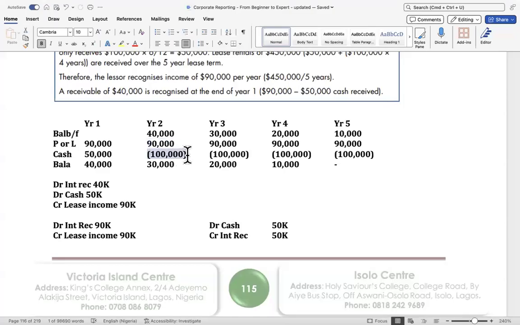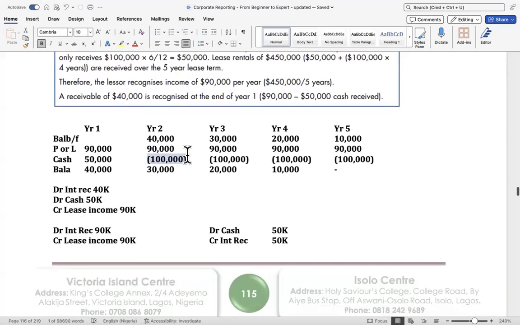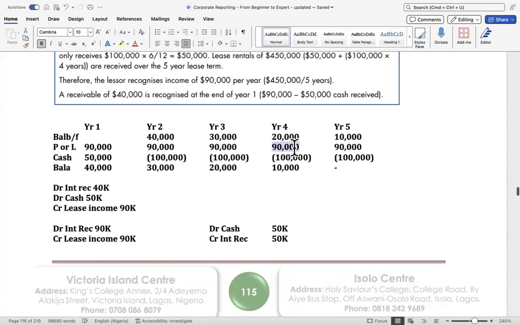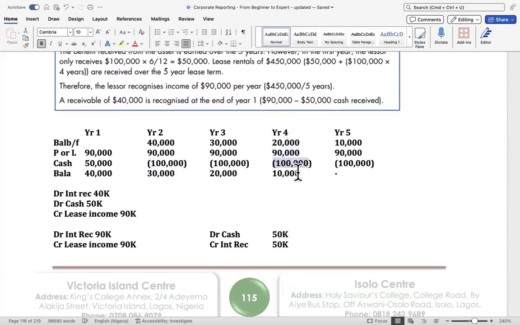What I would receive in the second year is 100,000, which is what I should have been receiving. So the balance in my receivable account is now 30, which I will carry forward to the next year. Recognize 90, receive 100, remaining 20. Carry forward to the next year. Recognize 90 in P&L, receive 100, remaining 10. Carry 10 to the next year. Recognize 90 in P&L, receive 100, then it closes off.